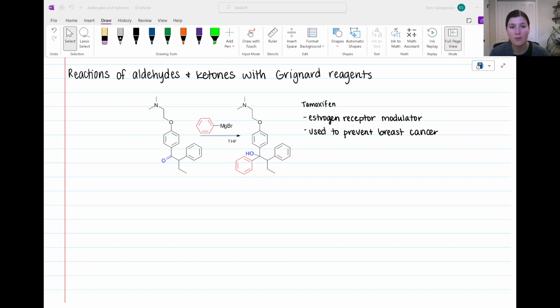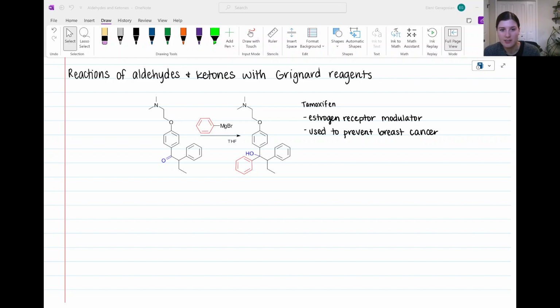Here we'll talk about reactions of aldehydes and ketones with Grignard reagents. This is an example of this type of reaction. This is one way to synthesize the medicine tamoxifen. This is an estrogen receptor modulator and it's used to prevent breast cancer. There are many applications of these types of reactions where we're adding Grignard reagents, but this is just one to emphasize what's going on and the usefulness of it.